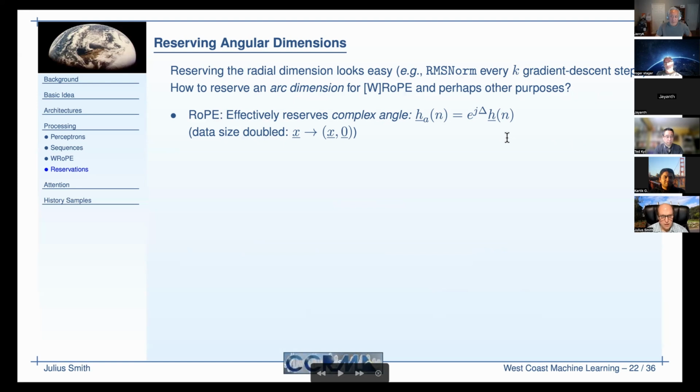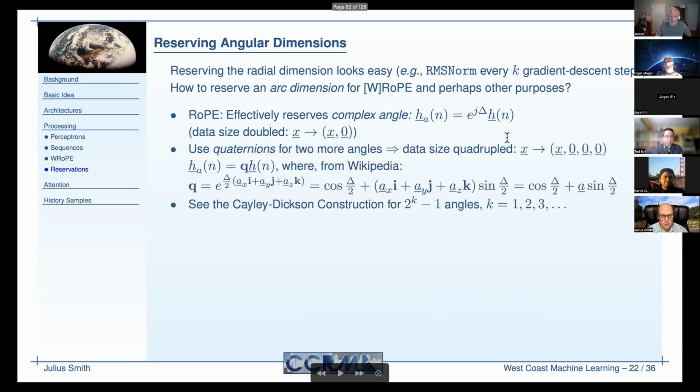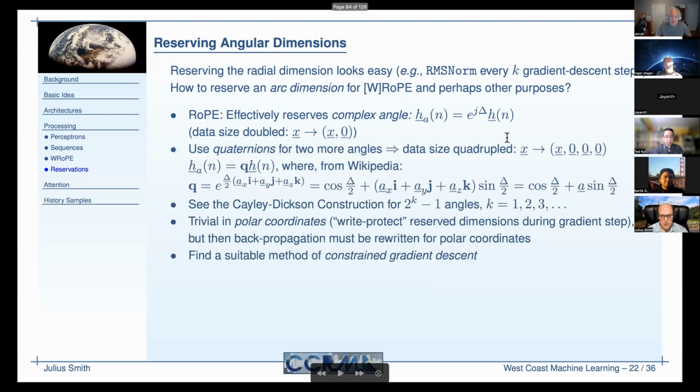And then in the rope case, we just know what it is. We just impose it. But what if... these are just some ideas about how you might get some more angles to play with, analogous to the complex phase. Thought about quaternions, and then you can go beyond that with the Cayley-Dickson construction. So you can get a lot of angles that way.